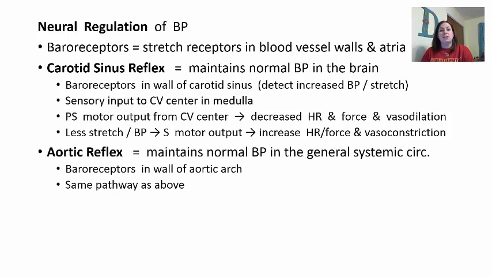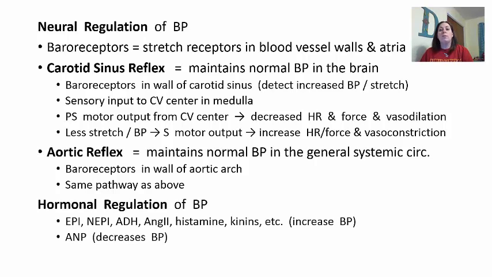We also see that there's what we call the aortic reflex. This maintains normal blood pressure to your general systemic circulation. So the carotid is going to be focusing more on your brain, and the aortic is going to be focusing on more of the rest of your body. The baroreceptors in the wall of the aortic arch will detect whether it's being stretched enough or not at all. The same pathway that we see with the carotid sinus reflex will take place, depending on if blood pressure is too high or too low.